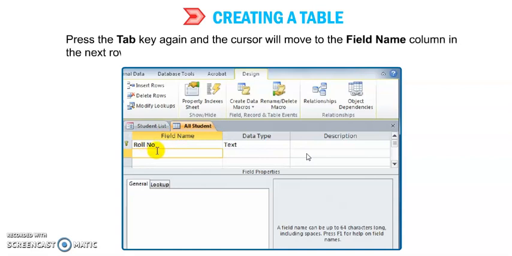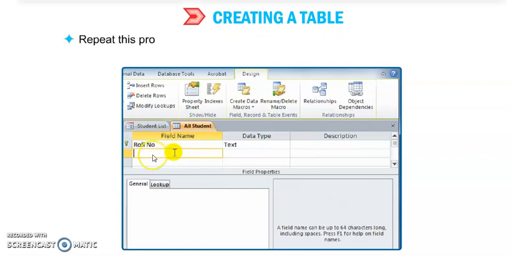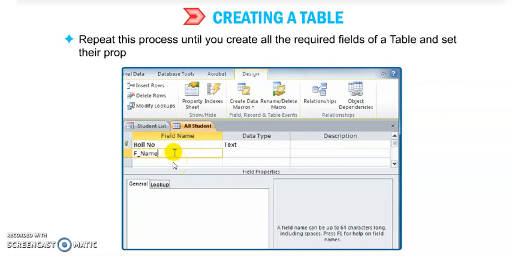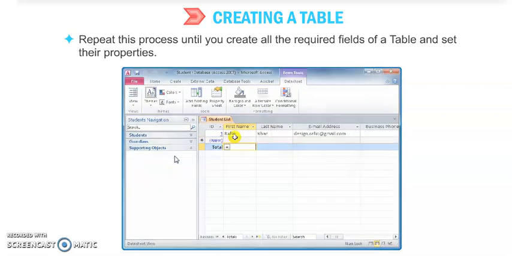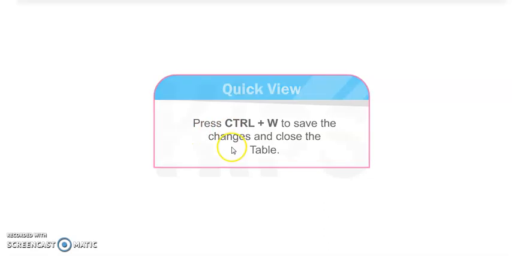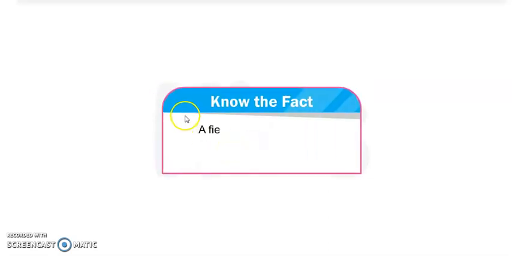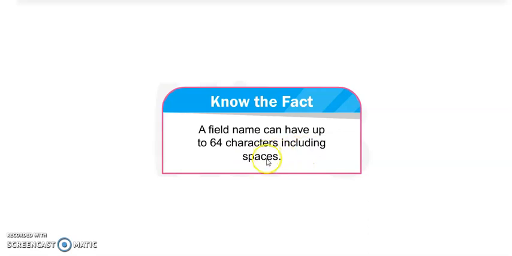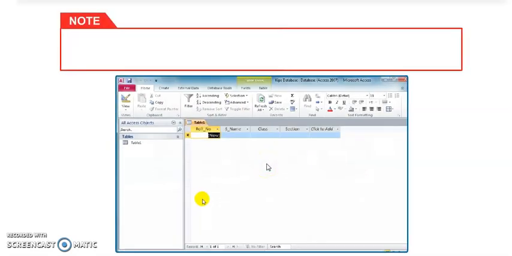Tab again, then type the field name in the next row. Repeat this process until you create all the required fields of a table. Set their properties. Quick view for you: press Ctrl+W to save the changes and close the table. Now a field name can have up to 64 characters including spaces.